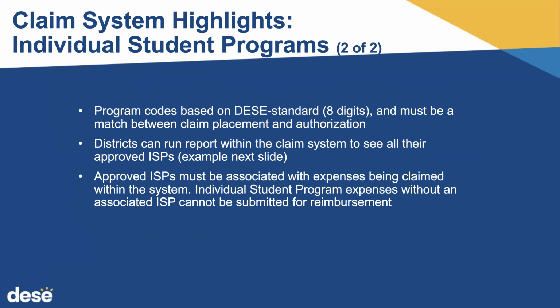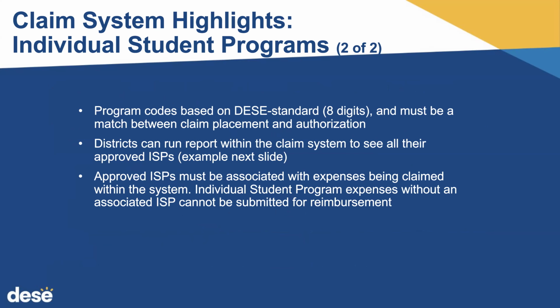Once you get that ISP, the program code that will be on that is specific to the school that the student has been authorized to attend, and it needs to match exactly the program code and the placement that you're creating in the online system to claim those expenses. And I'll walk through that in some detail to make sure that your 8-digit program code matches on the ISP and within your placement on the claim.